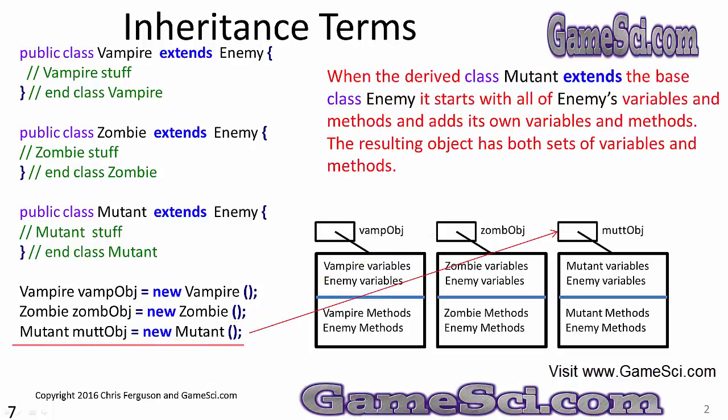Mutant mutObject = new Mutant(). When the derived class Mutant extends the base class Enemy, it starts with all of the Enemy's variables and methods and adds its own variables and methods. The resulting object has both sets of variables and methods. So obviously I'm building a mutObject. It'll have Mutant's variables and methods, but it'll also have Enemy's variables and methods. Again, that's the meat of inheritance. Expect to have the variables and methods from both classes.